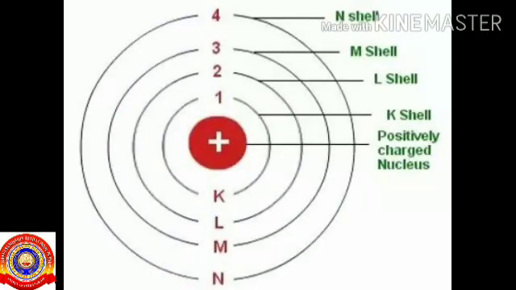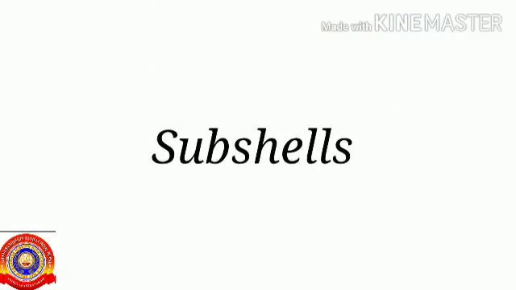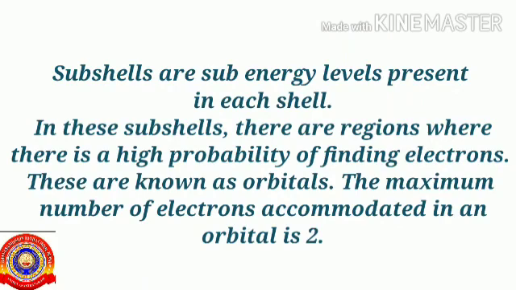You know that, according to Bohr atom model, the electrons revolve around the nucleus in a fixed path called orbits or shells, and these shells possess some energy. Inside these shells, there are sub-energy levels, which are called subshells. Subshells are sub-energy levels in a shell.